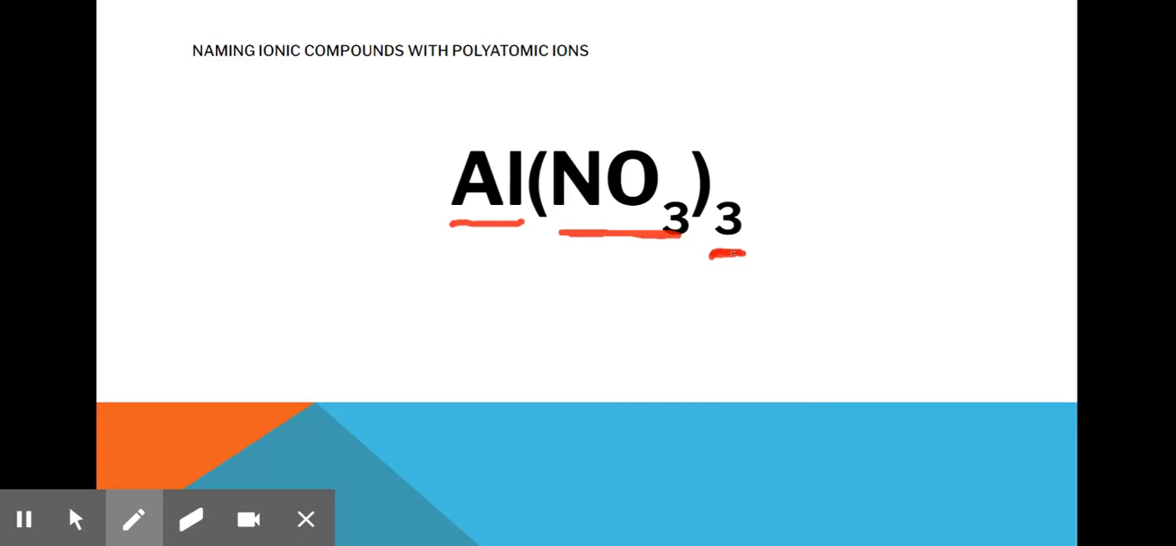When we're writing this out, you'll look at your periodic table and see that Al is aluminum. And then you're going to look on the common ions chart on the back of your periodic table for NO3. You'll find that it's called nitrate.